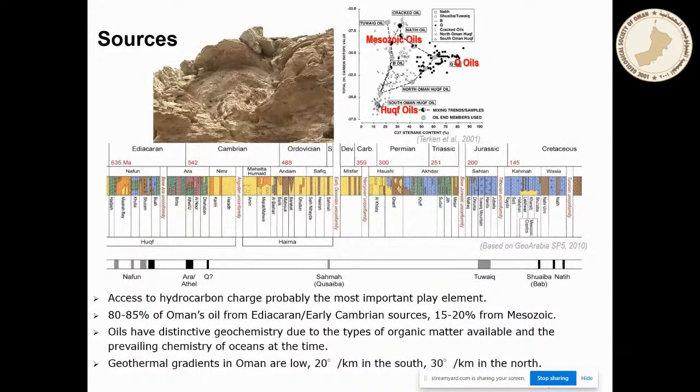And the main oil families in Oman are the Huqf oil, where 80 to 85% of oil from Oman comes from these rocks, the old rocks. We said that Oman in general has among the oldest source rocks in the world.